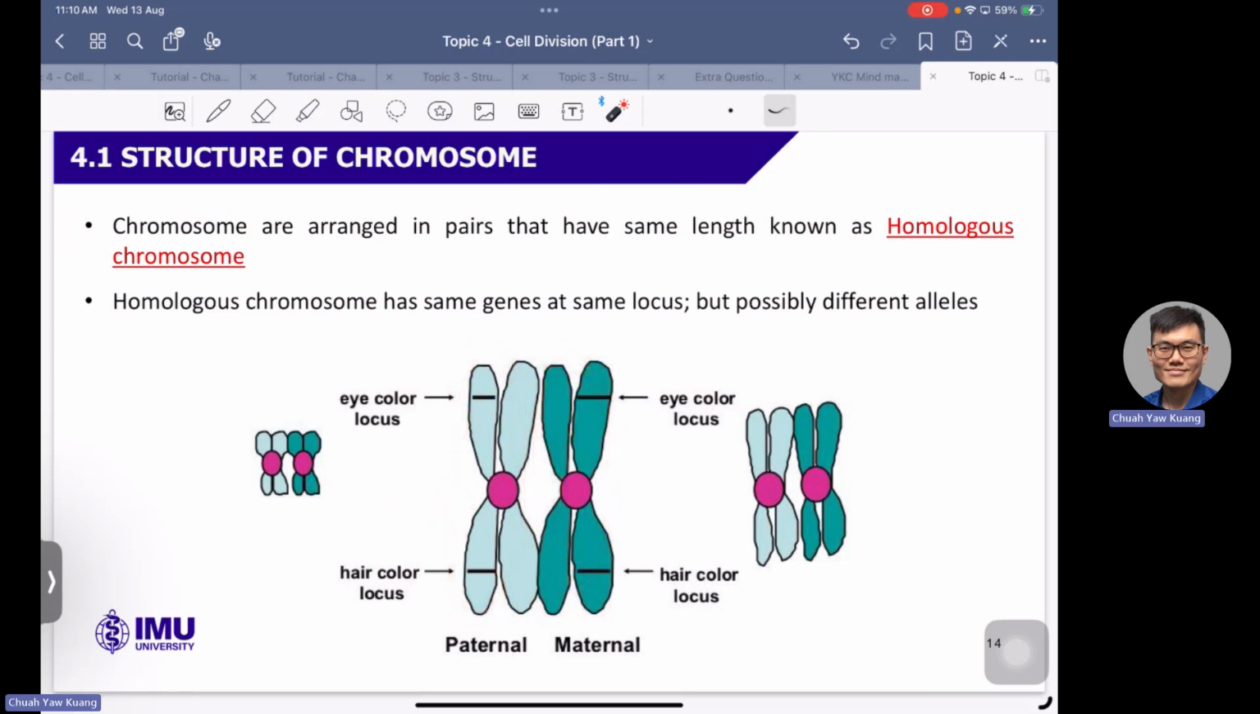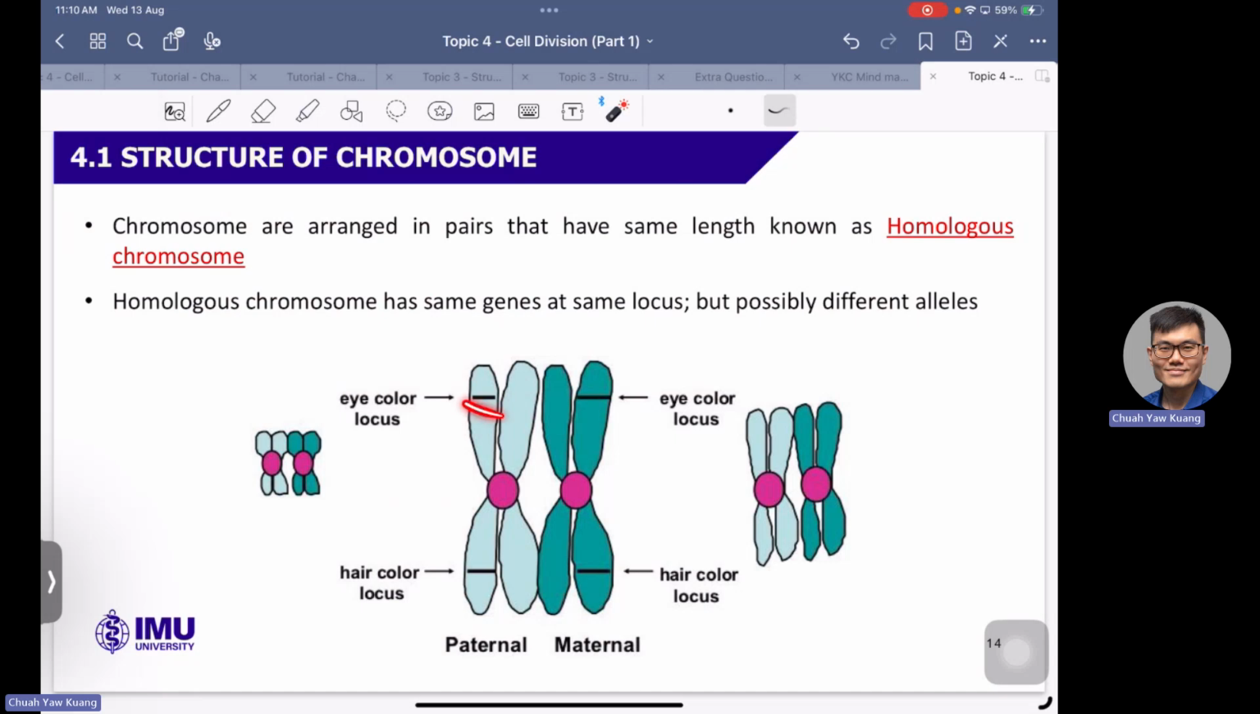For example, on this chromosome, let's say chromosome number 1, this chromosome is having the gene that codes for eye color. So that means that this one also has the gene that codes for eye color. If over here there is the gene that codes for hair color, that means that this one also has the gene for hair color. It's just that it might be a different version, in other words, a different allele.